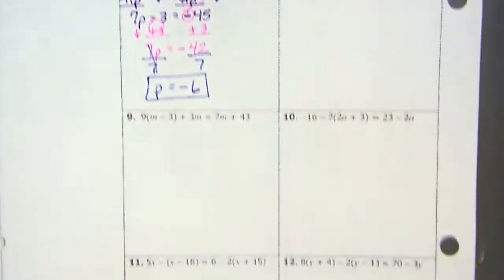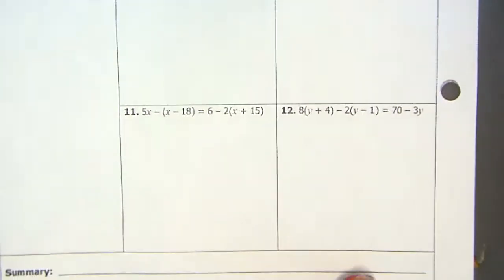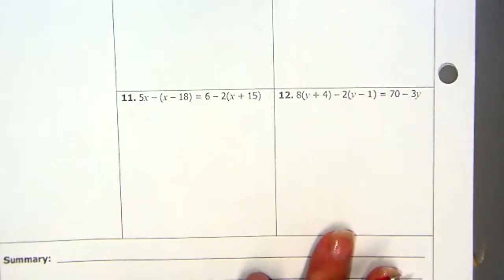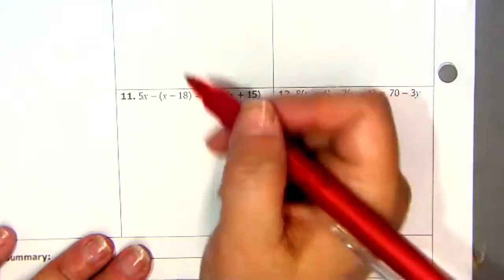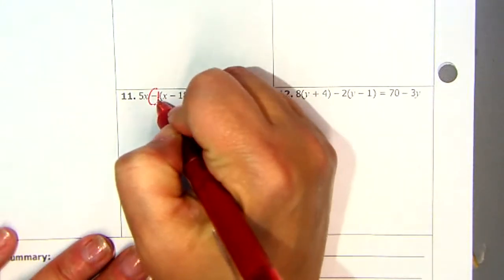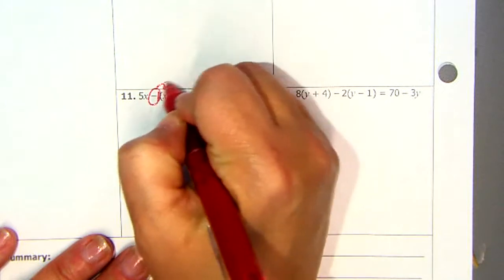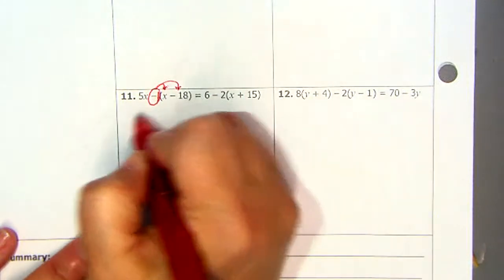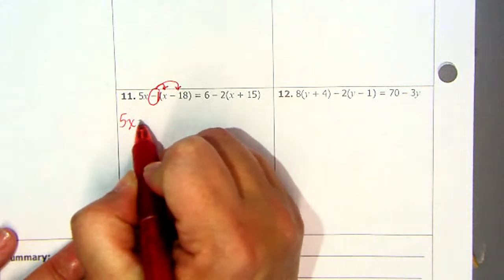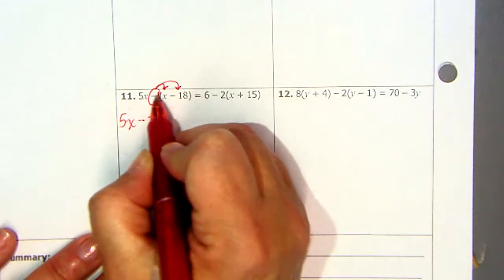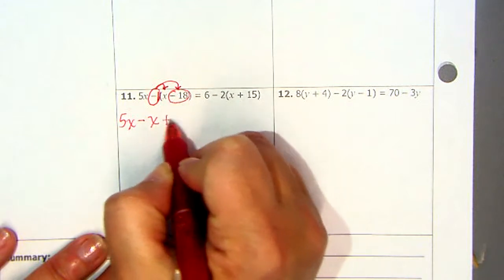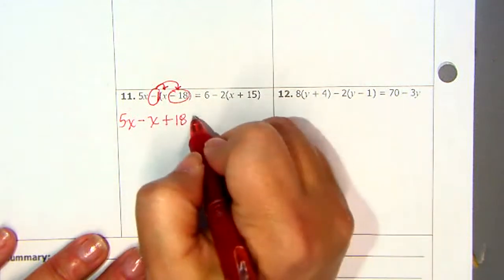All right, looking at number 11. This is where we're pulling in multi-steps here. All right, big thing with this. Remember, this is understood to be a negative 1 right here, so I'm multiplying a negative 1 to everything inside. I'm just going to bring down the 5x, so I have 5x. Negative 1 times x, that's going to give me a negative x. Negative 1 times a negative 18 gives me a positive 18.